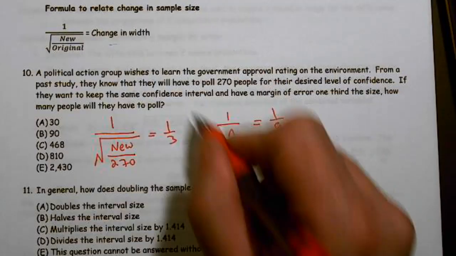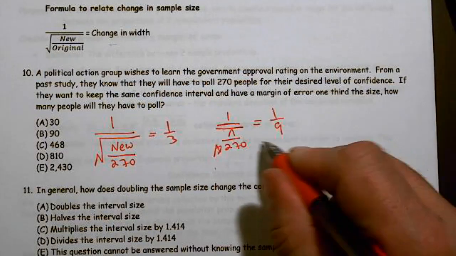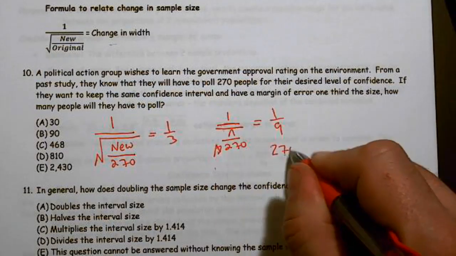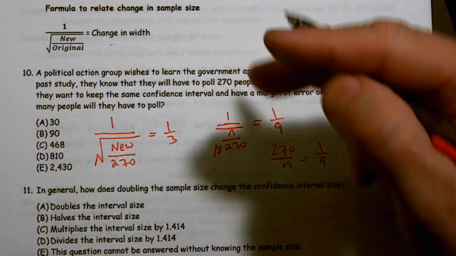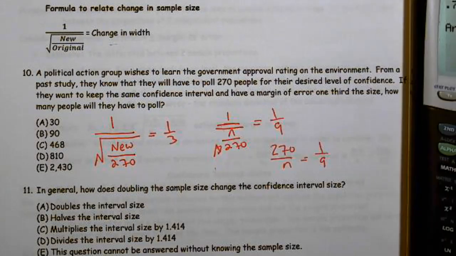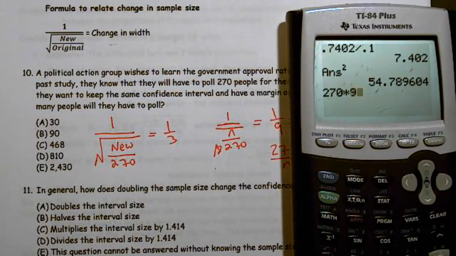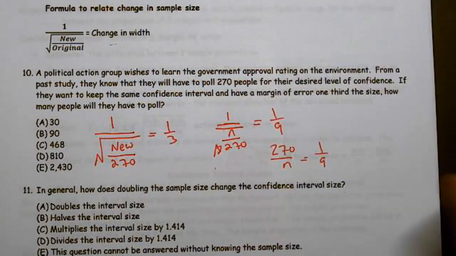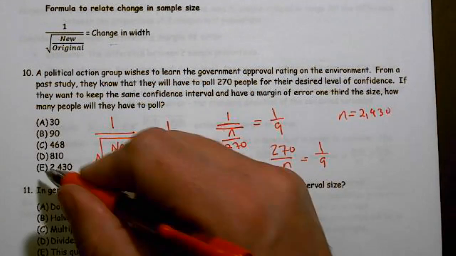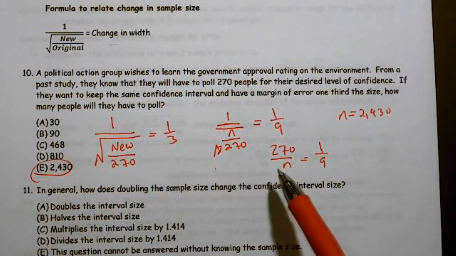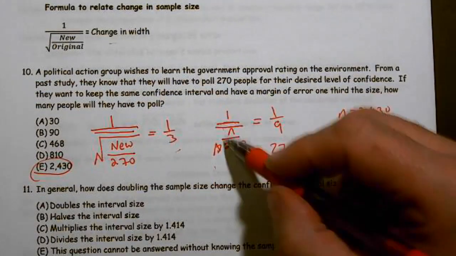This would probably have been better shown if I'd put a double line here, because then that rewrites as basically 270 over n equals 1 over 9, because all I have to do is take the reciprocal of that and multiply. So 270 times 9, and I end up getting 2430. So in this case, n equals 2,430. All right. And once again, the trick to that is write the formula, plug in, square everything.